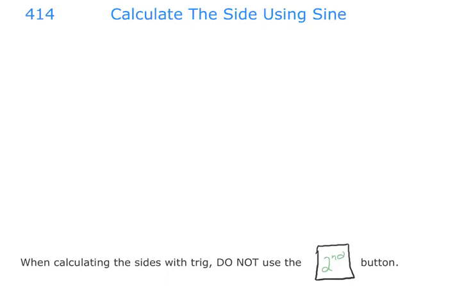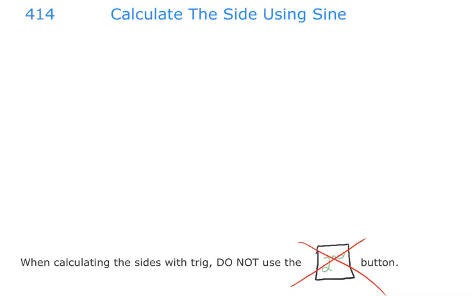So we'll look at the bottom of the page and we see, when calculating the sides with trig, do not use the second function button. We're not doing the inverse. We've got an angle, we're trying to find sides. We're just going straight across. We are no longer using the inverse or the second function button.